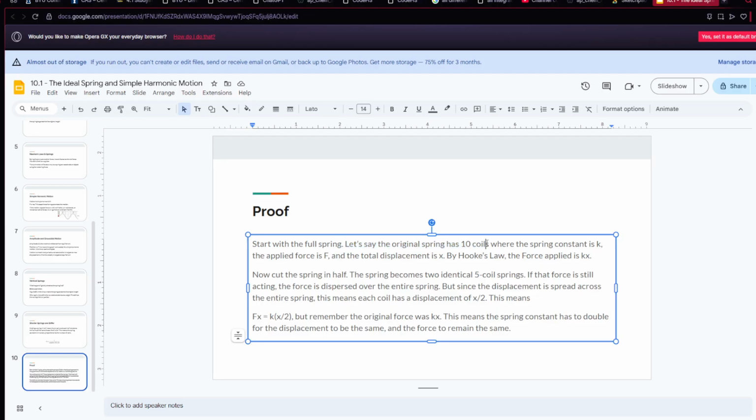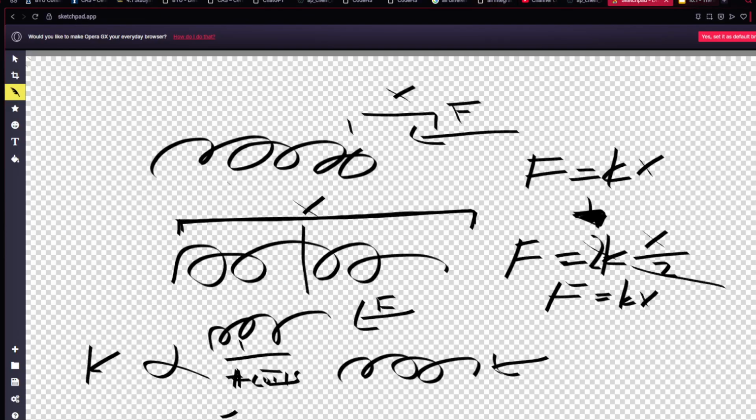Start with the full spring. Let's say that the original spring has 10 coils, where the spring constant is K, the applied force is F, and the total displacement is X. By Hooke's law, F equals Kx. Now cut the spring in half, the spring becomes two identical 5-coil springs. If that force is still acting, the force is dispersed over the entire spring. But since the displacement is spread across the entire spring, it means each coil has a displacement of X over 2. This means F equals Kx over 2, but that's not right because remember that the original force we applied was F. So essentially we have to compensate by having the spring constant be multiplied by 2 because that's the only logical way it will work together. So yeah, that's essentially the 10.1.